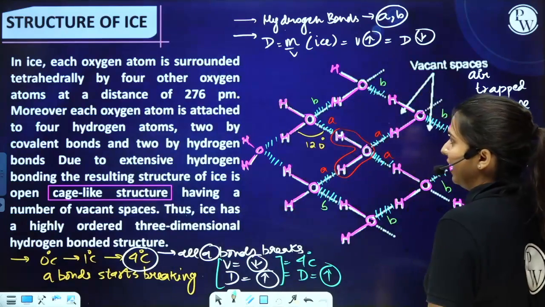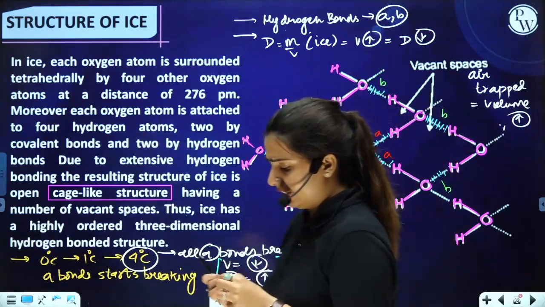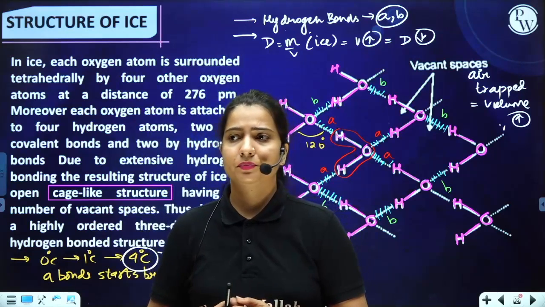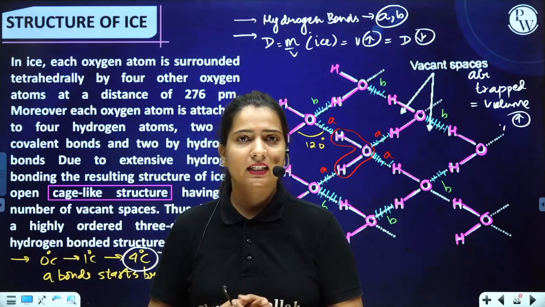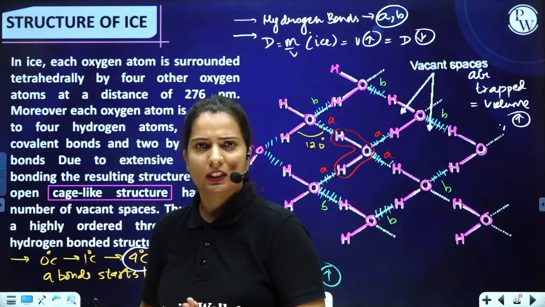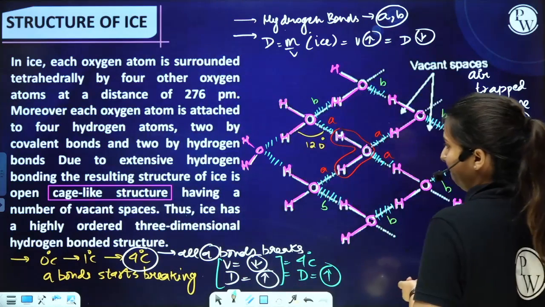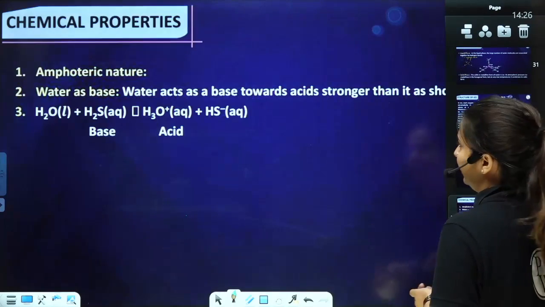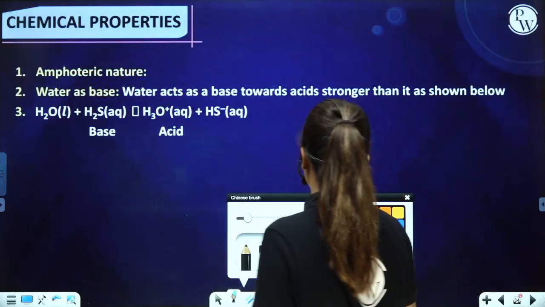Okay, let's move forward. This is the structure of ice. We need to remember everything in the ice structure, such as the temperature at which the density will be the highest. Now let's move forward to the properties of water.